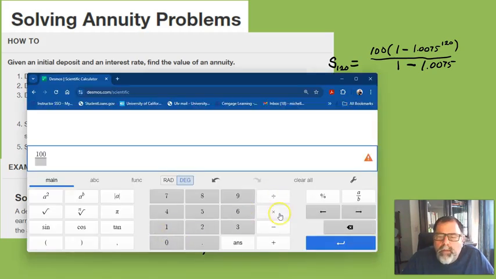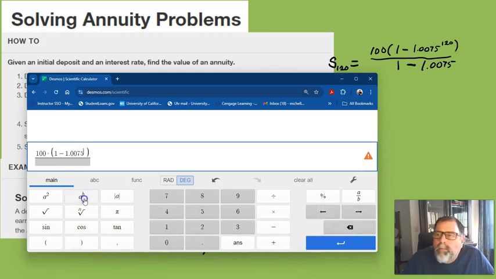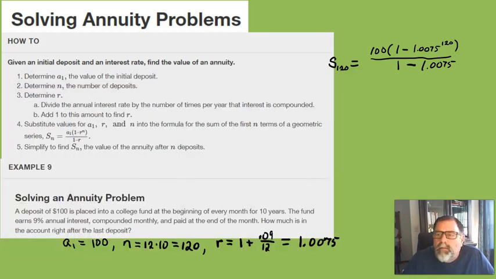Okay, let's get Desmos. So 100 times parenthesis 1 minus 1.0075 to the power 120, and then on the bottom 1 minus 1.0075, and it looks like we get 19,351 and 43 cents.